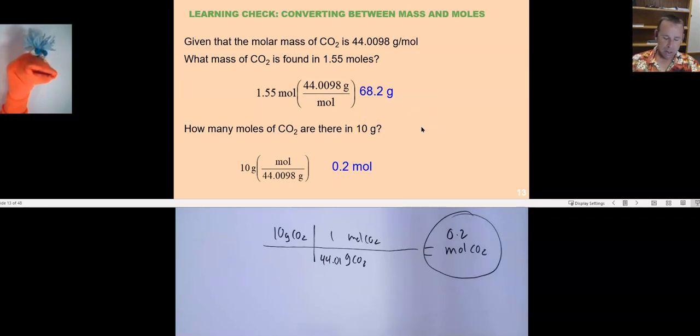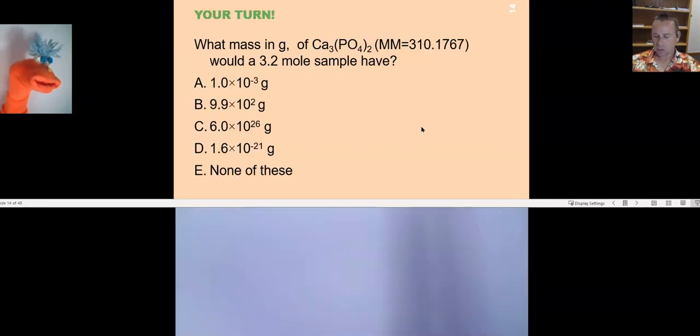Now again, you need to divide, but setting up your unit analysis is what we really want to do. So here's one for you at home. Everybody try this one at home. Identify what mass in grams you would need of this material to get a 3.2 mole sample of it. Everybody take your time at home. Push pause, figure out the answer.